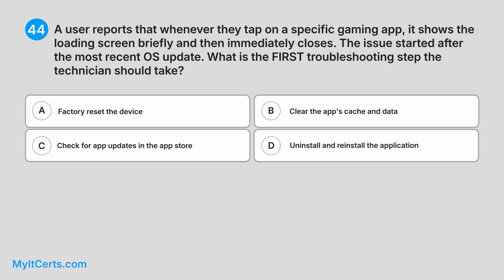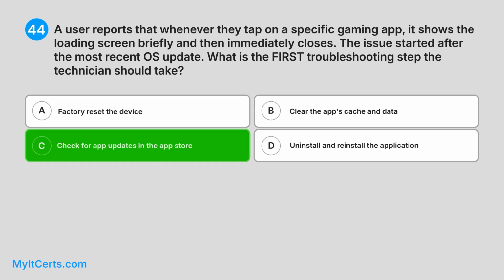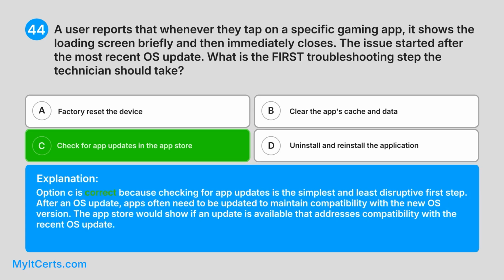Correct answer: C. Check for app updates in the App Store. Explanation: Option C is correct because checking for app updates is the simplest and least disruptive first step. After an OS update, apps often need to be updated to maintain compatibility with the new OS version. The App Store would show if an update is available that addresses compatibility with the recent OS update.